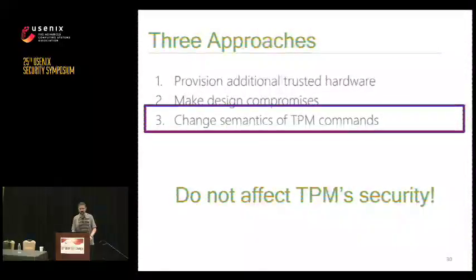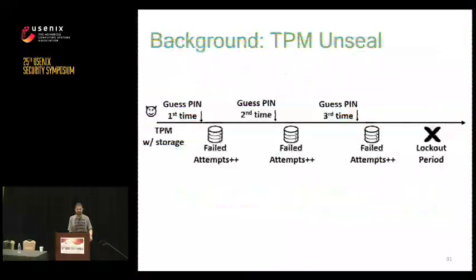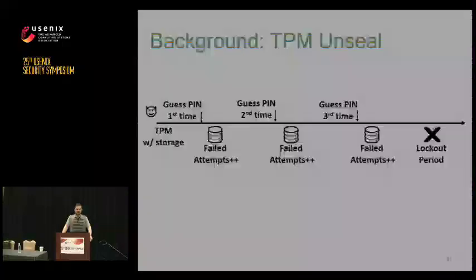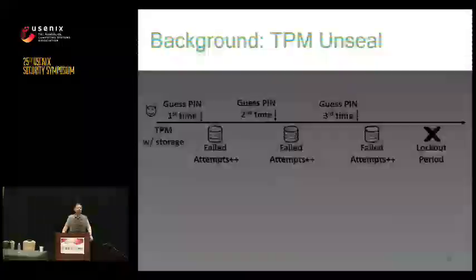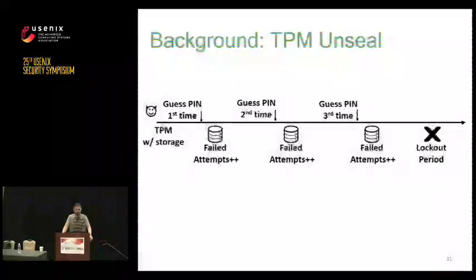Finally, let me give you an example of how we change the semantics of a TPM command. TPM unseal. Unseal is a TPM command where an authorization is shown to the TPM in order for the TPM to decrypt an encrypted blob. You can think of this authorization like a PIN number that the user enters. BitLocker, which is one of the Windows features, makes great use of these PIN numbers, but not just BitLocker. Google has a number of systems like this as well.